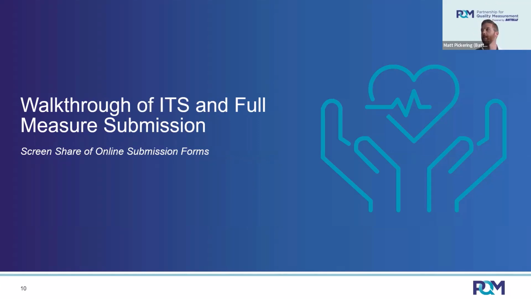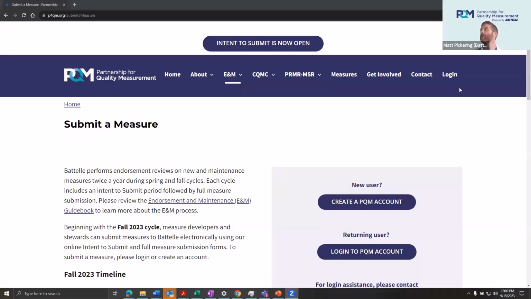Great, thanks, Brenna. All right, so just keeping those deadlines in mind, since October 1st falls on a Sunday, it's going to be October 2nd. So you may have seen email communications around that. That's for intent to submit. And of course, the full measure submission for this cycle is still going to be on November 1st. So I'm going to walk you through this process of submitting those measures or intent to submit.